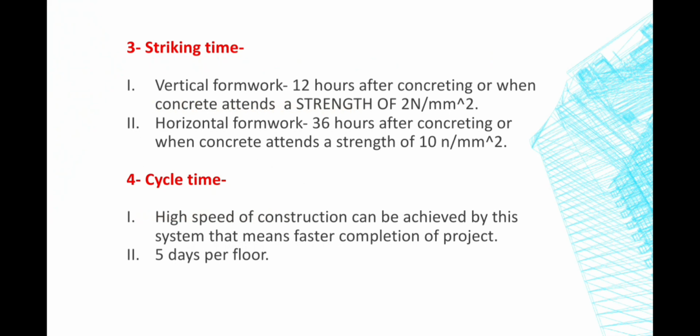Then striking time. For vertical formwork, it is 12 hours after concreting or when concrete attains a strength of up to 2 Newton per mm square. For horizontal formwork, it is 36 hours after concreting or when concrete attains a strength of up to 10 Newton per mm square. Then second, high speed of construction can be achieved by this system, meaning faster completion of project at 5 days per floor.